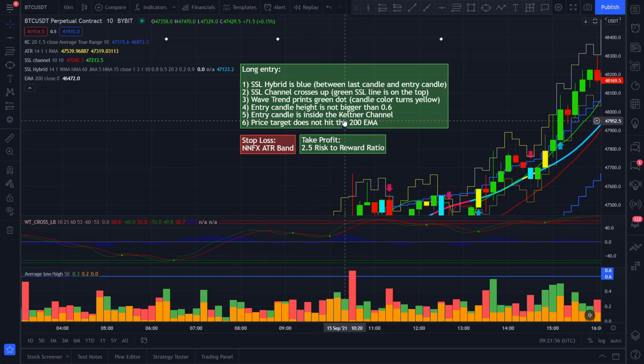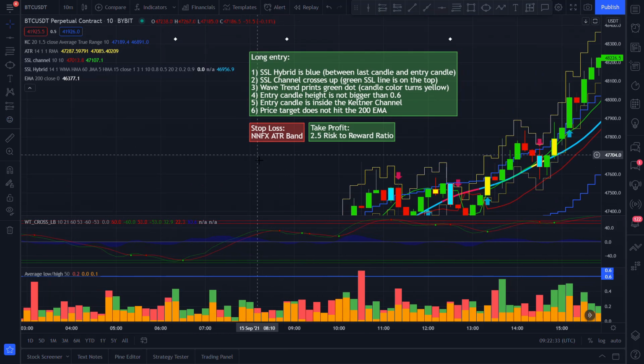Fifth, you need to have the candle inside the Keltner channel. So these blue lines will be the Keltner channels, and for an entry, you can't have the candle outside of the Keltner channel. The sixth, the price target can't hit the 200 EMA. I will show you that later. Stop loss placement is going to be the NNFX ATR band, and the take profit is going to be a 2.5 risk to reward ratio.